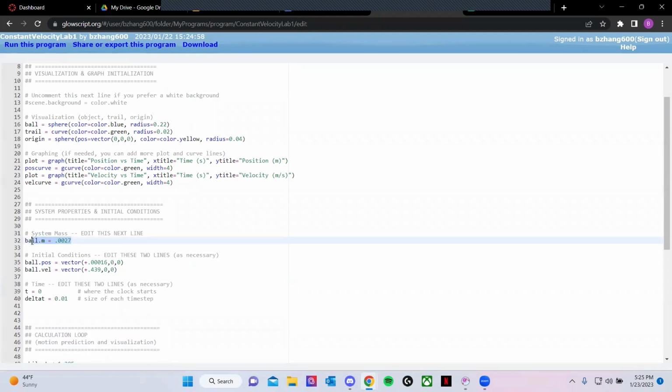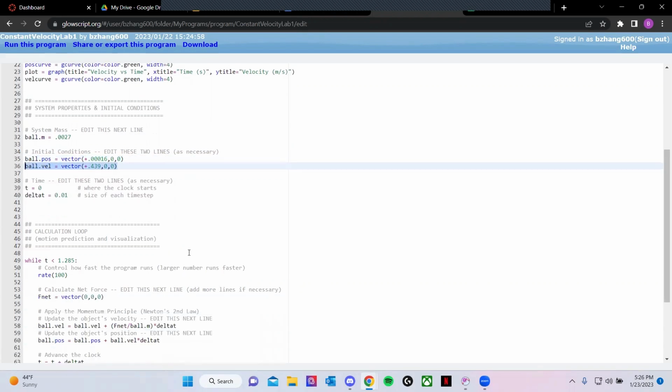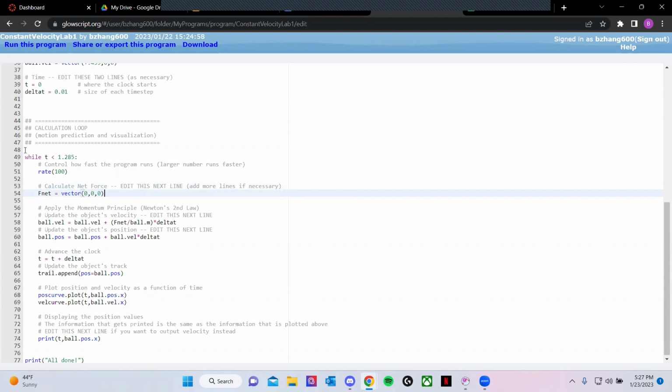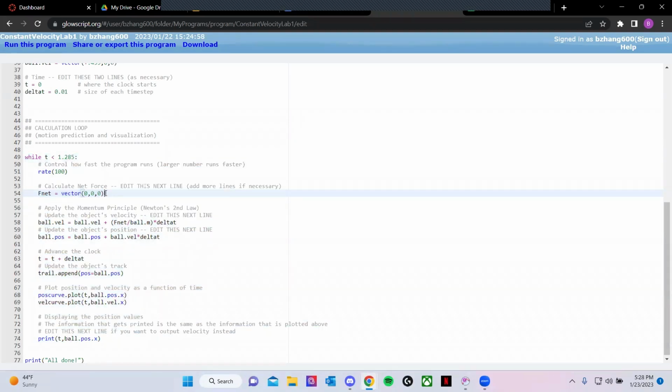First, we can set the ball's mass to 2.7 grams, or 0.0027 kilograms in standard SI notation. We can set the ball's initial position to the vector we showed earlier, and the ball's initial velocity to the vector we calculated earlier. We can set t, the time, to 0, and the change in time, dt, to 1/100th of a second. Before we get into this loop, we must realize that the ball is in constant velocity. Therefore, there is no acceleration, and thus no net force acting on the ball, which is why the F net vector is set to 0, 0, 0.